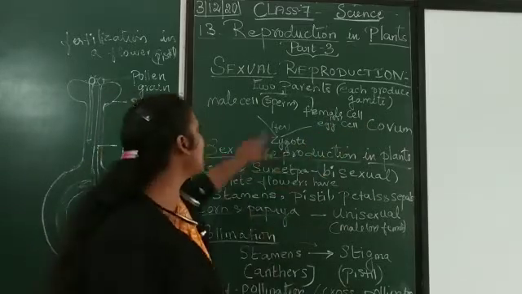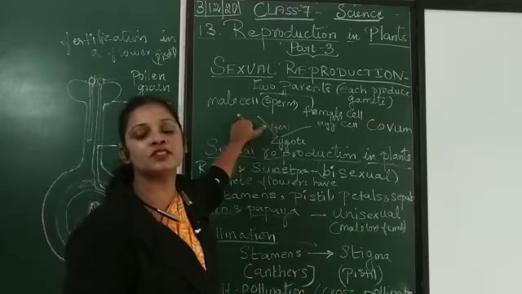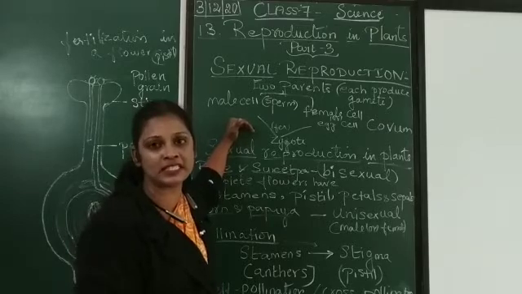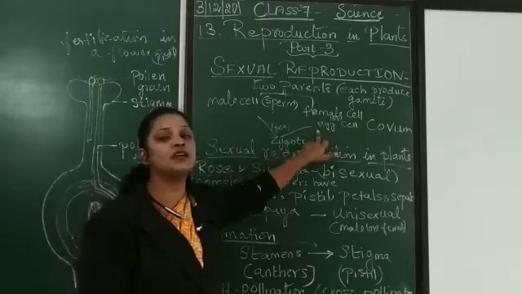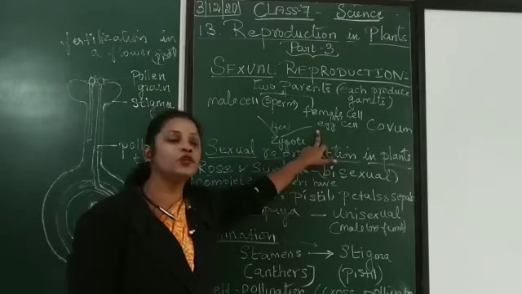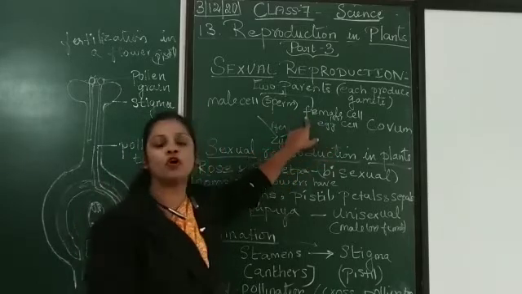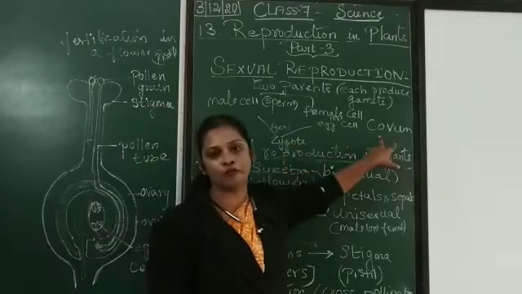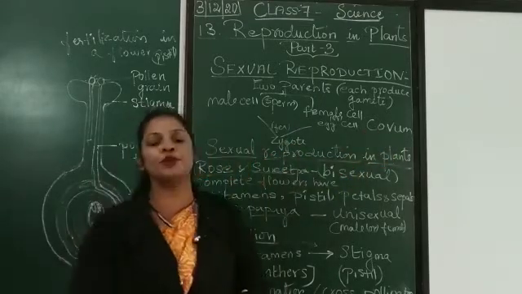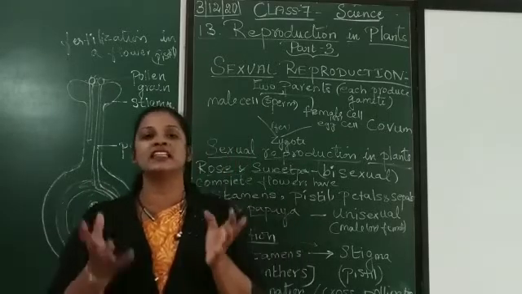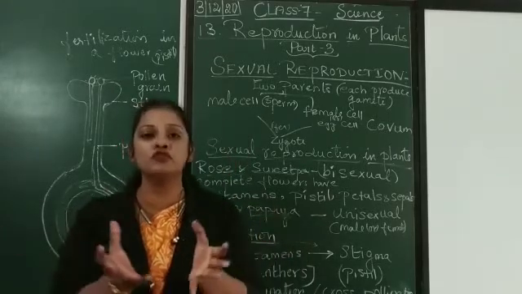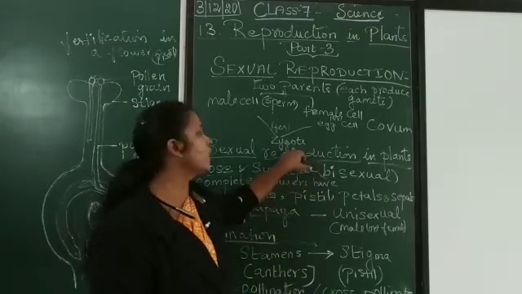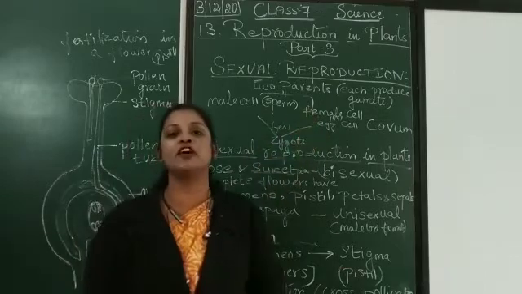From that, what happens? The male reproductive organ will produce a male cell called sperm, and the female reproductive organ will produce a female cell, or egg cell, called the ovum. And what happens after producing these two reproductive cells? These cells will combine or fuse with each other to produce the zygote.